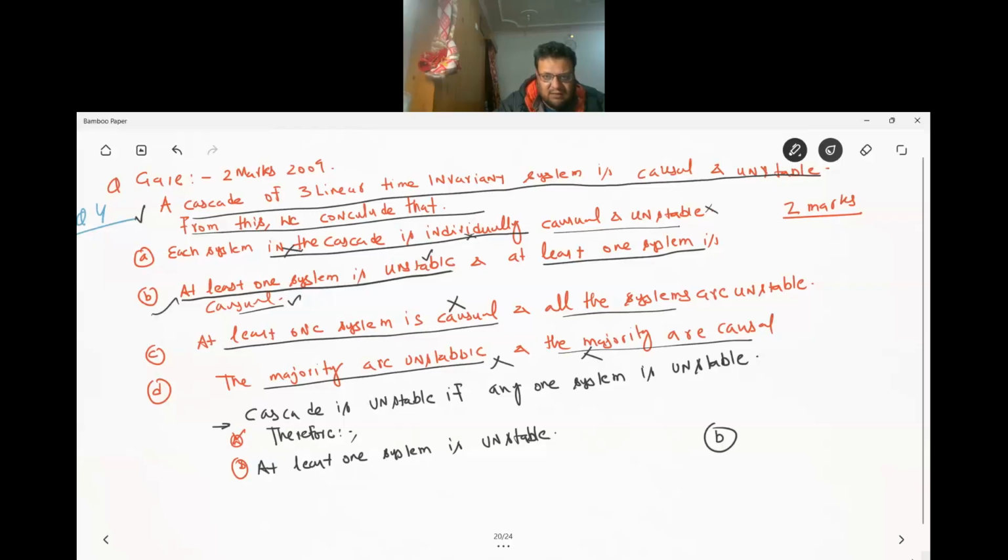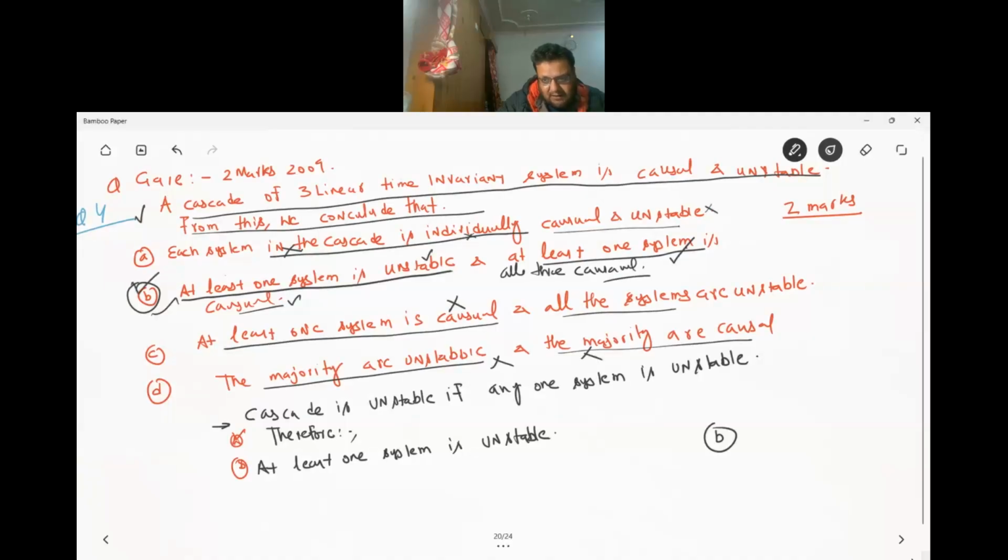Okay. Why is each system in the cascade individually causal and individually unstable? It means at least one system is unstable to make the entire system unstable. Okay, and at least one system is that. This is a very tricky question, right? So they are telling at least, right? That means all the three are causal. Okay, all the three are causal.